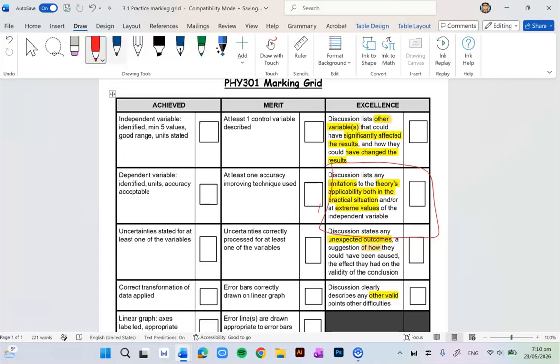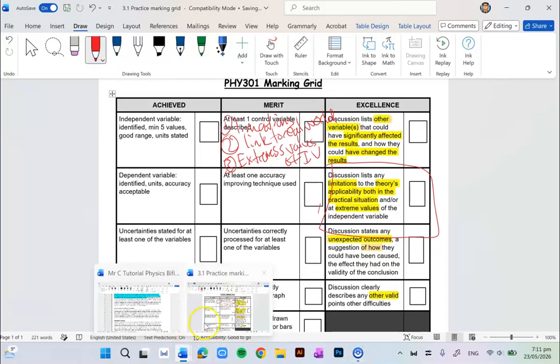There's basically 3 parts to it. You've got your limitations, and then you've got your link to real world, pretty much, which is like comparing it to the actual situation. And then you've got extreme values of the independent variable. Right? Those 3 things are included in that whole section. So that second section is actually quite difficult to get excellence for.